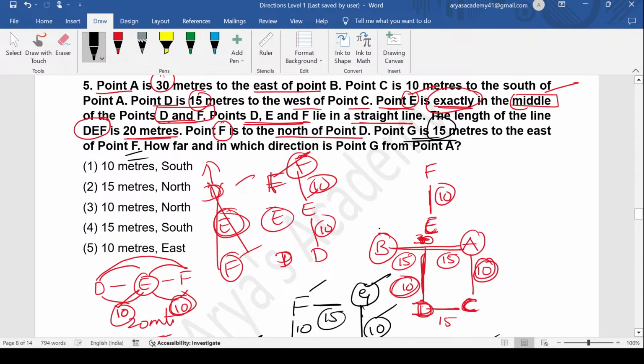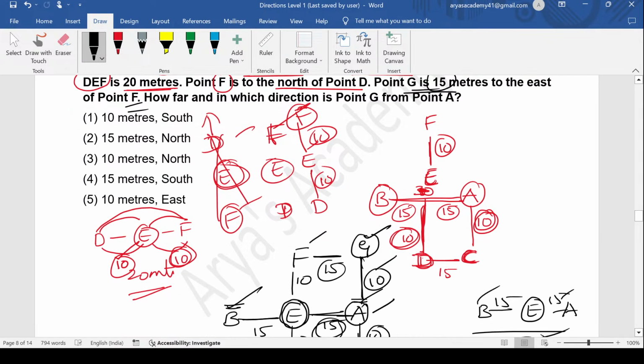Okay, now the final question. How far and in which direction is point G from point A? I have already told you that. Here is A and G is in this direction. This direction is always which direction? North. And at a distance of how much? I have already said it, 10 meters. So point G is towards north and 10 meters from point A. Option 3 is the correct answer.